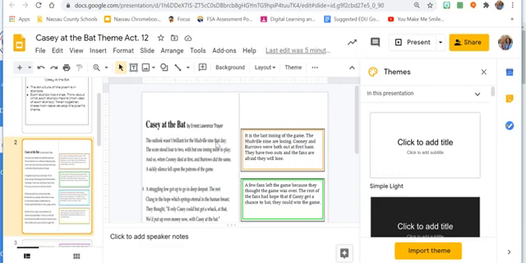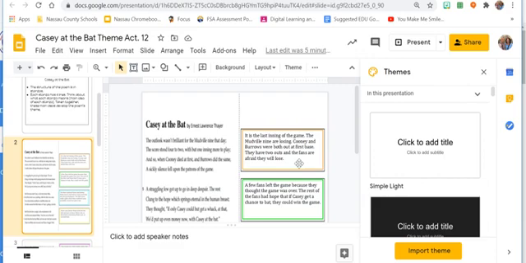Casey at the Bat by Ernest Lawrence Thayer. The outlook wasn't brilliant for the Mudville Nine that day. The score stood 4-2, but with 1 inning more to play. And so when Casey died at first and Burroughs did the same, a sickly silence fell upon the patrons of the game. So the summary, the main idea of this stanza, is that it's the last inning of the game, and the Mudville Nine are losing.